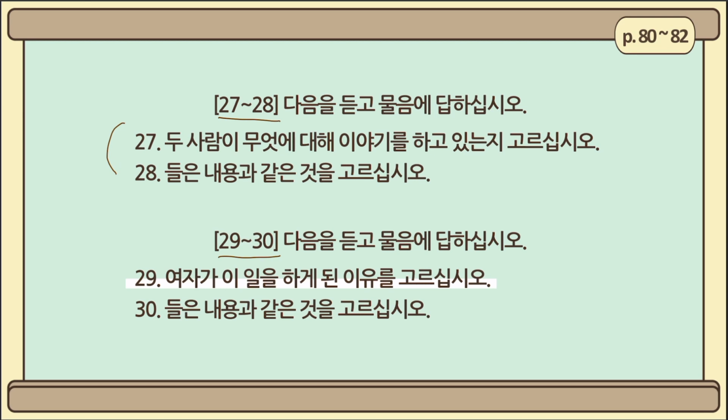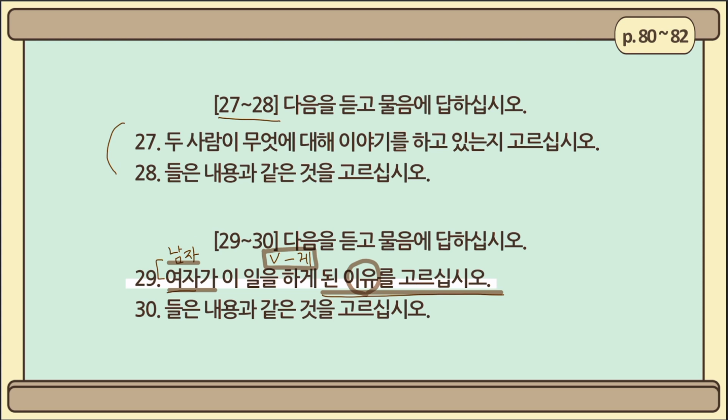where a conversation is taking place. It'll be relatively long, and you need to answer 2 different types of questions based on the content, just as you did with question type number 7. The first question is, 남자가 or 여자가 something게 된 이유를 고르십시오. 이유 is the reason, so this question asks you to identify the reason why the man or woman took a certain action.